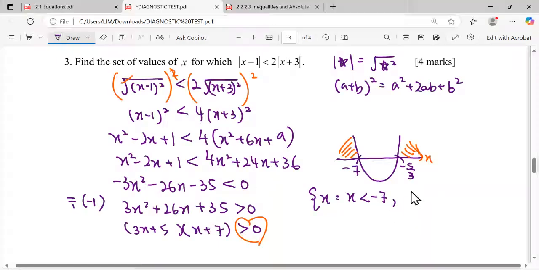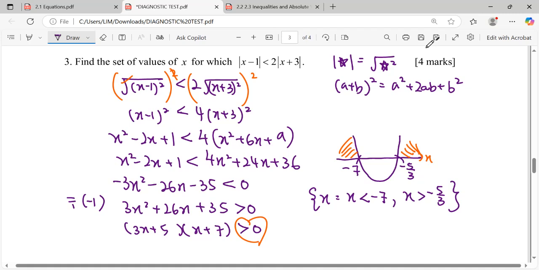Then continue, we have another part of the answer, this x. Referring to the answer, this x is at the right hand side of this root, which means that this region will have values more than negative 5 over 3. Alright, so that will be the set of values of x for this quadratic.